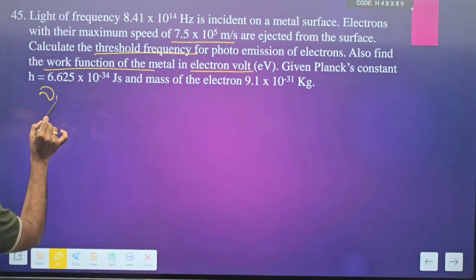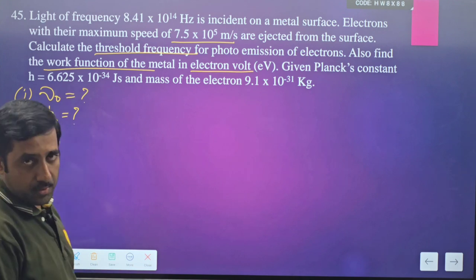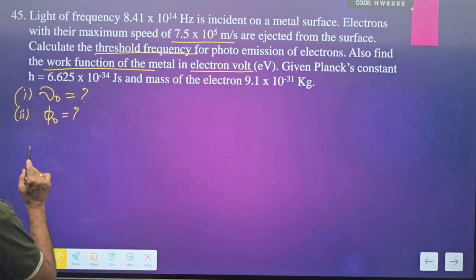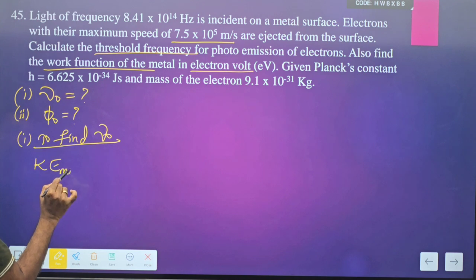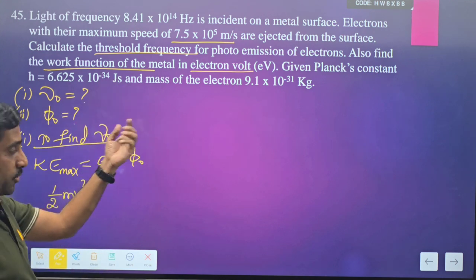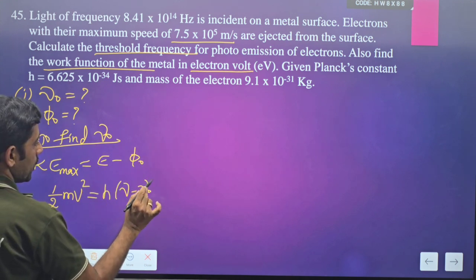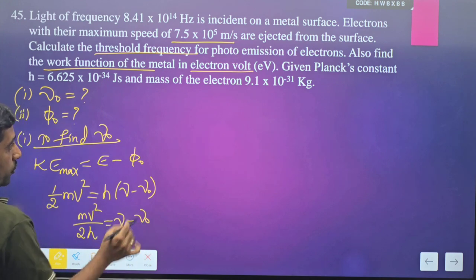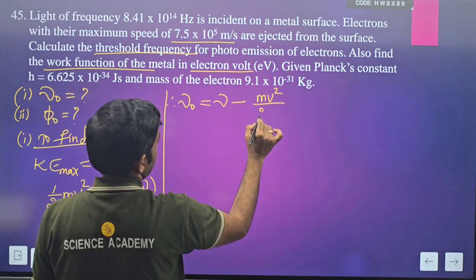So you should find the threshold frequency nu naught first, and after that find the work function phi naught in electron volt. Whatever the problem asked in this chapter, it's very simple actually. Using Einstein's photoelectric equation, kinetic energy is equal to E minus phi naught. Since velocity is given, half m v square; h nu is the energy, and h nu naught is the work function. Taking h common, nu minus nu naught, so m v square by 2h is equal to nu minus nu naught. To find nu naught, the threshold frequency: nu naught equals nu minus m v square divided by 2h.